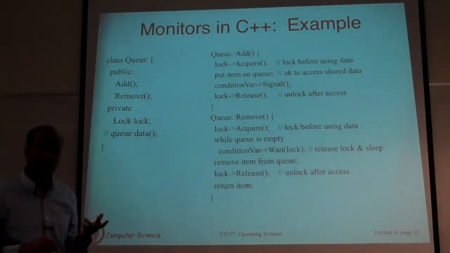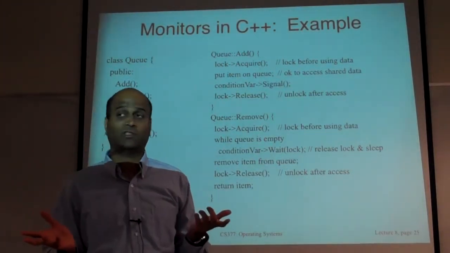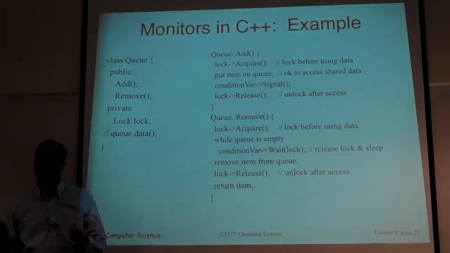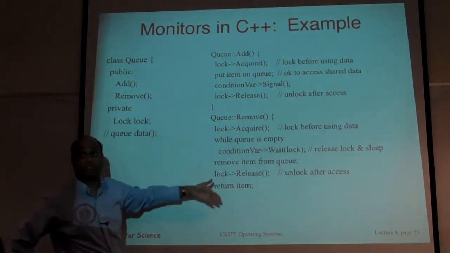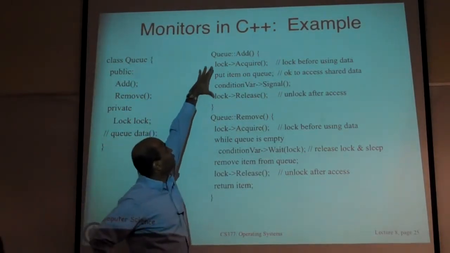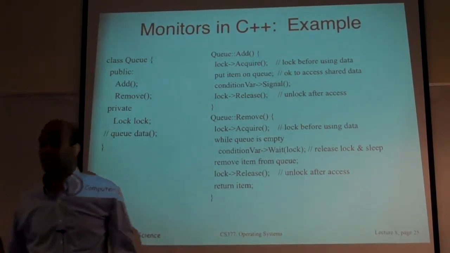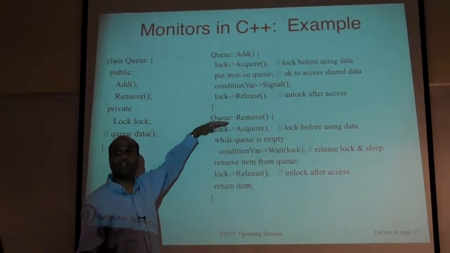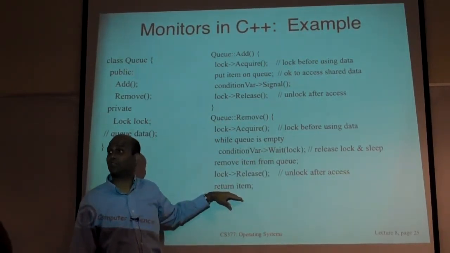To write monitors in C++, you can use a library such as pthreads, for instance, which has both a notion of a lock as well as a notion of a condition variable. So you declare a lock, you declare a condition variable, and this is how you would write the same code I showed you. You have to explicitly do a lock acquire and a lock release at the beginning and the end. In Java, as soon as you use the keyword synchronized, automatically the JVM internally puts a lock acquire instruction as the first line of your method and a lock release as the last line.